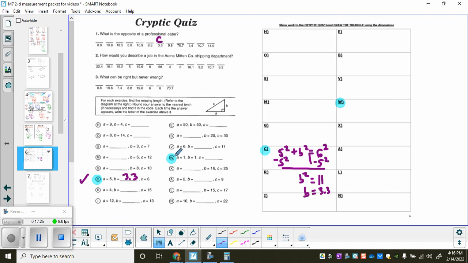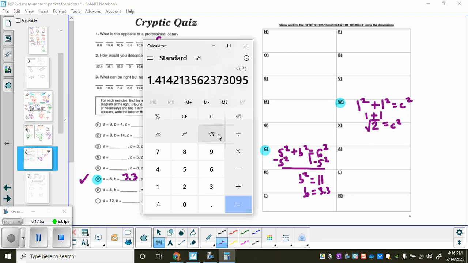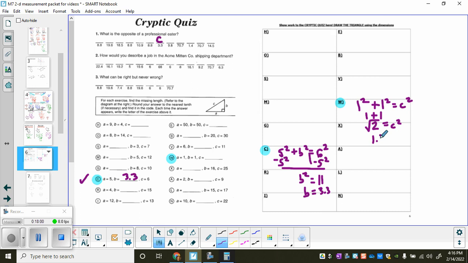All right, now let's look at letter W over here, okay? This is another example. And here you have A and B, so here you have both legs. You have A squared plus B squared, and you're going to use that to find the hypotenuse squared. Well, 1 squared is 1. 1 squared is 1. And if you add them up, you get a 2. Now 2 is C squared. So to find C, we just need the square root of 2. When I take the square root of that, I get a 1.4. So 1.4 here would be C.